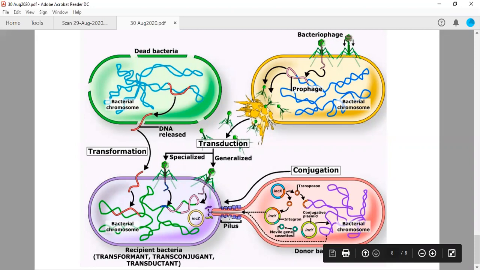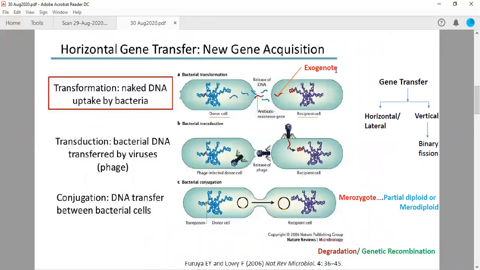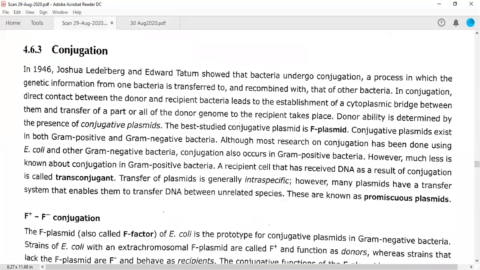This process requires a structure called a pilus, which makes a channel through which some of the genes are transferred from one bacterial cell into another. The recipient bacterial cell in this case is known as the transconjugant, which has the integrated segment of the incoming genes, the exogenote, sorry. Two scientists, Lederberg and Tatum, discovered this in 1946. First of all, it was seen in the case of the F plasmid, the fertility plasmid.